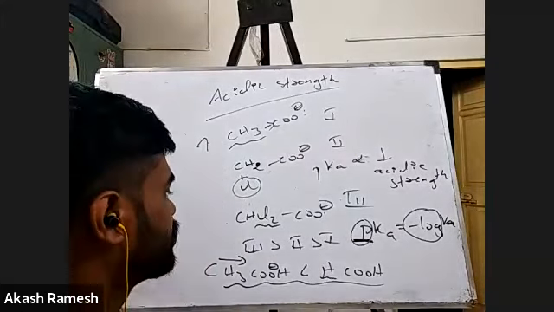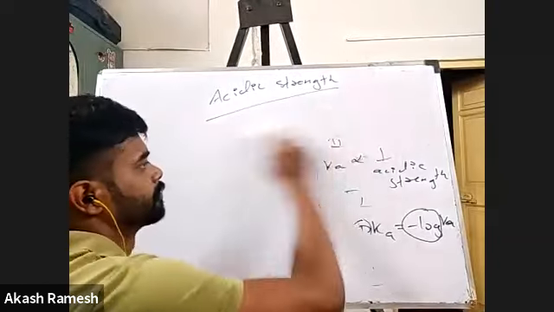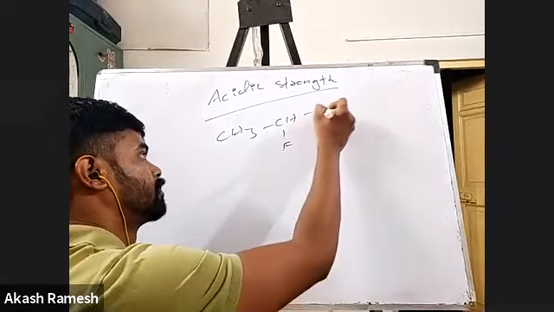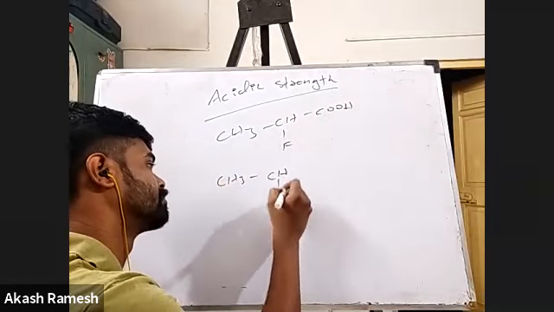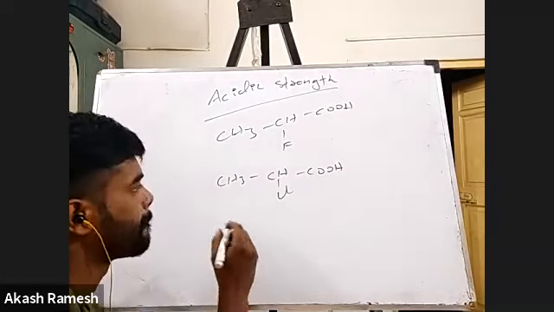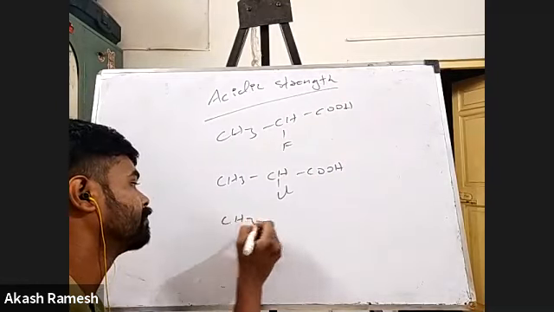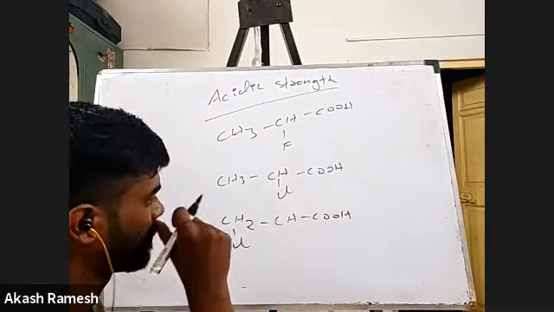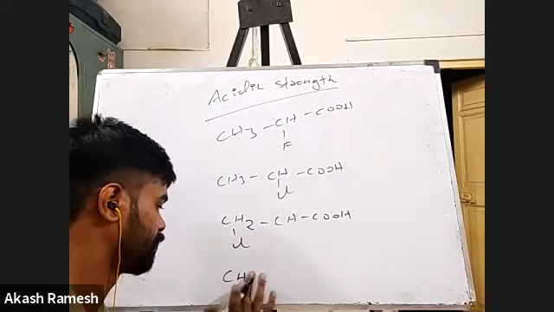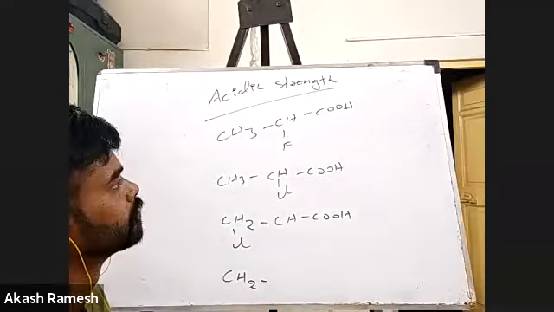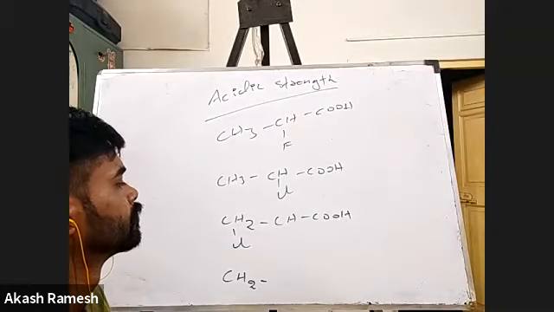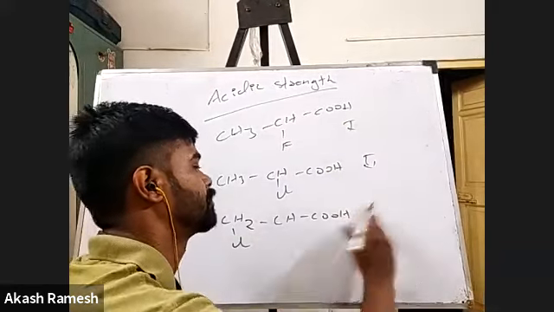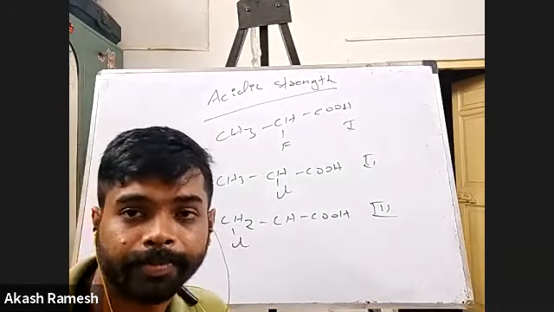Okay, so that is about the acidic strengths. Now I can give you more examples if you want. Fine. I think this should be sufficient. Can you tell me, if I mark it 1, 2, and 3, the acidic strength arrangement?